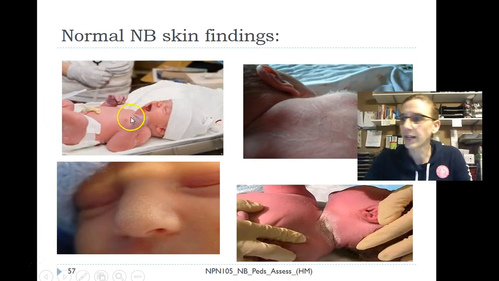Here are your normal newborn findings. So hopefully you can see here some acrocyanosis. These hands are blue, very normal. This right here is the lanugo. This is milia, these little tiny white dots. This is vernix, a real cheesy-like substance. Really hard to get off during the bath. You really have to soap and water that really good.